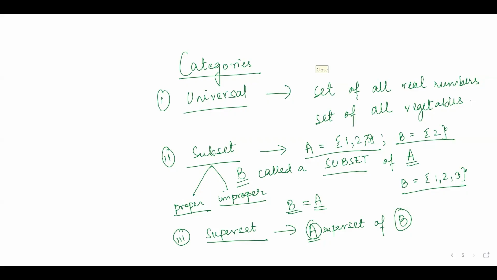What are the types of proper subset and subset? In subset also there are two categories. One category is called proper and the other is called improper. Proper means that B is called a proper subset of A if A will contain one extra element than B, at least one extra element. That is when you get a proper subset, and improper is when A and B are both equal. Okay? So this is what we see when we talk about categories of set.